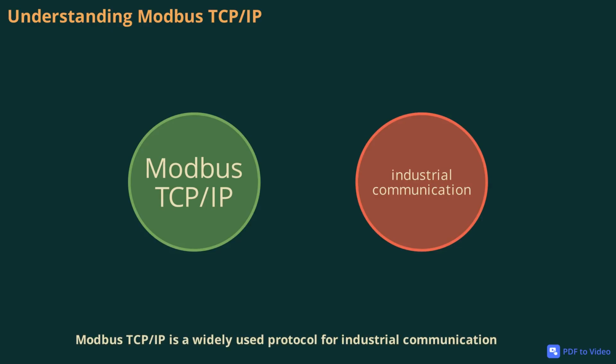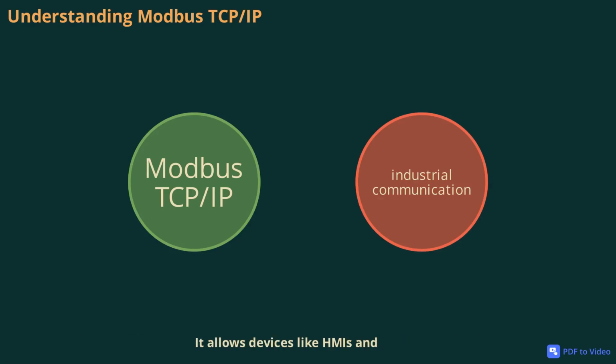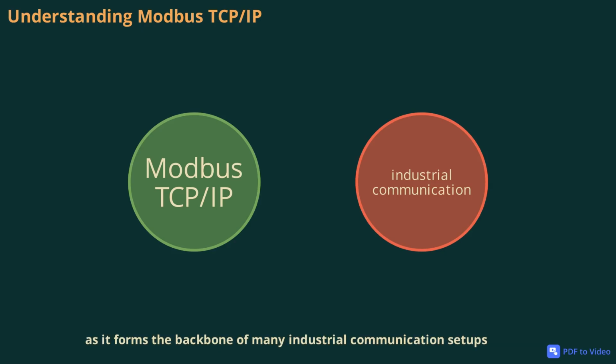Modbus TCP IP is a widely used protocol for industrial communication. It allows devices like HMIs and RTUs to exchange data over Ethernet networks. By using standardized ports and addressing, Modbus TCP IP ensures interoperability between devices from different manufacturers. Understanding this protocol is key to troubleshooting and expanding your automation system in the future, as it forms the backbone of many industrial communication setups.